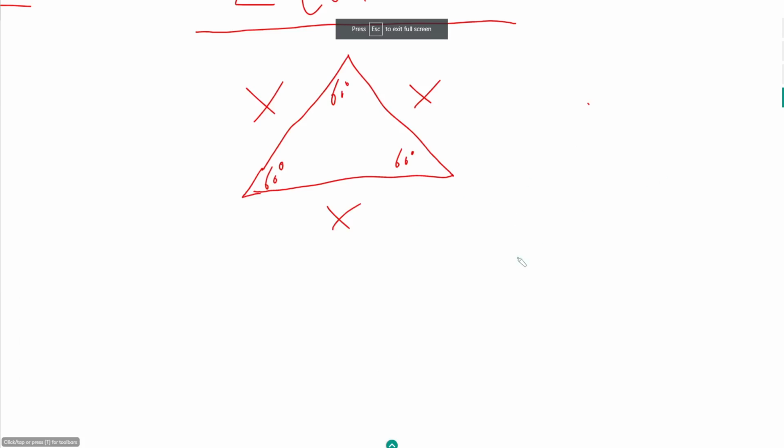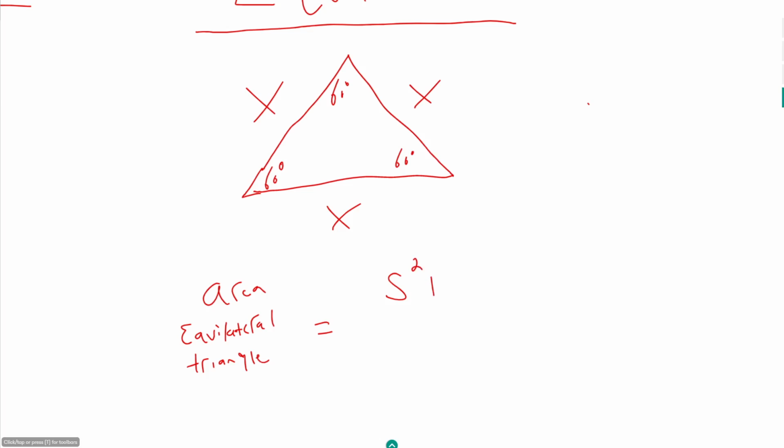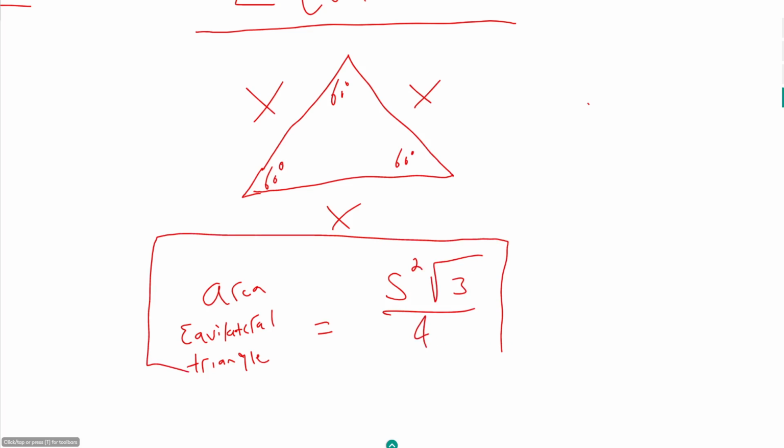You can find the area of an equilateral triangle with a special formula. If I label the side of an equilateral triangle as S, the area for an equilateral triangle is equal to S squared root 3 over 4. You can also use 1/2 base times height for an equilateral triangle, because you can always use that.